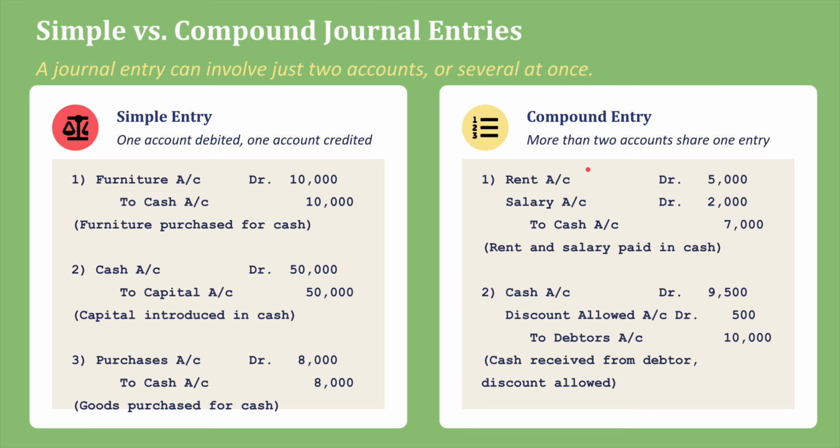Now next, compound entry. Compound entry is where more than two accounts are involved in a transaction. Here you can see rent account debit, salary account debit to cash account. So they have utilized 7,000 to pay 5,000 as rent and salary for 2,000. Okay, so both are expenses, so we have to debit all the expenses, right? And cash, there is a decrease in the asset, so cash is credited. Or you can say debit all expenses, credit what goes out. So here rent is 5,000, salary is 2,000, cash is 7,000.